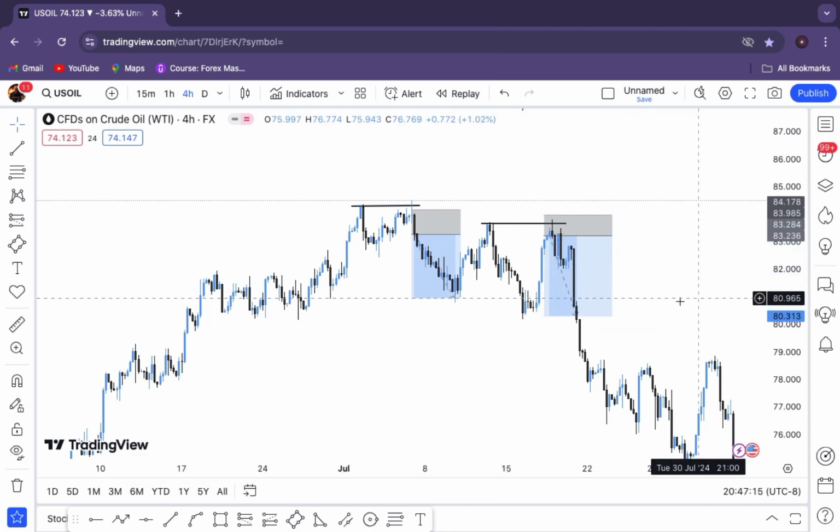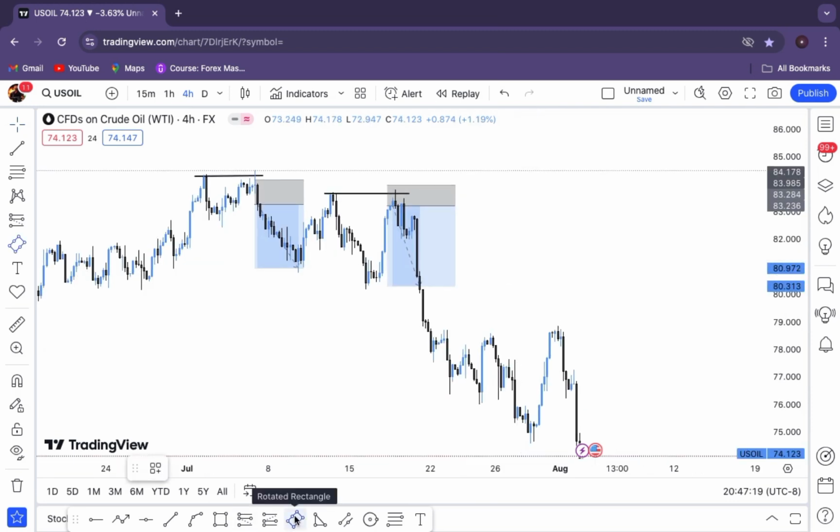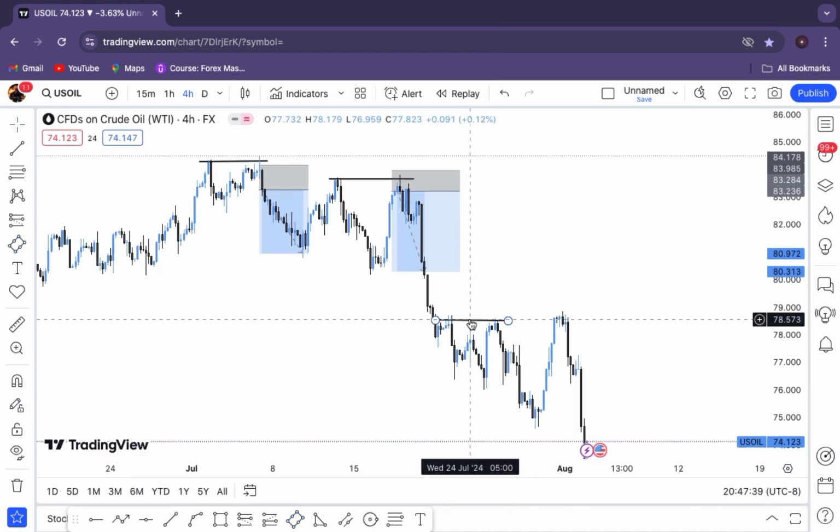Okay, let's look for more examples. So around here again, you can see we have this very. I personally took this trade somewhere around. Okay, so first you can see we have this zone here.